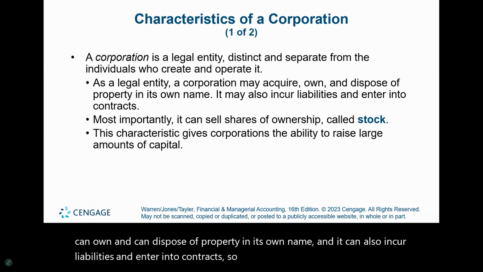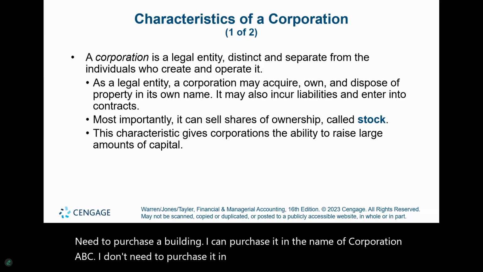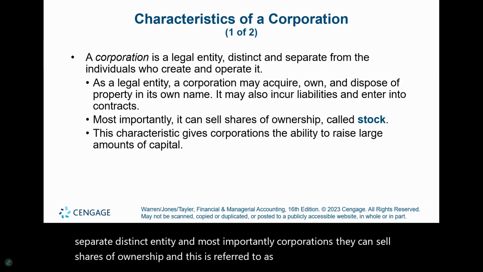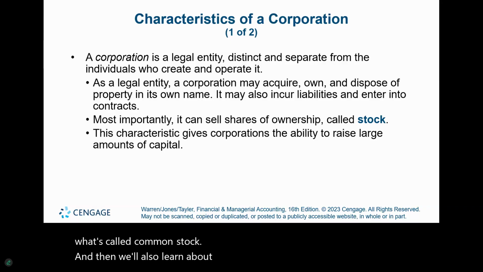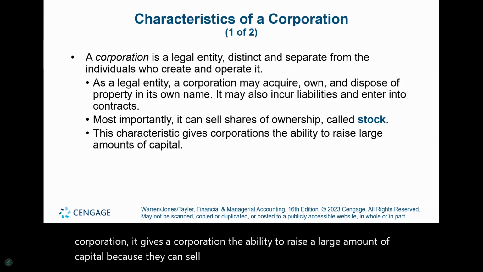Let's say I start corporation ABC. If I need to purchase a building, I can purchase it in the name of corporation ABC. I don't need to purchase it in my personal name. So a corporation is a separate, distinct entity. And most importantly, corporations can sell shares of ownership, and this is referred to as stock. We'll learn about common stock, and then we'll also learn about preferred stock. This characteristic gives a corporation the ability to raise a large amount of capital, because they can sell stock not just to individuals, but also to other businesses.